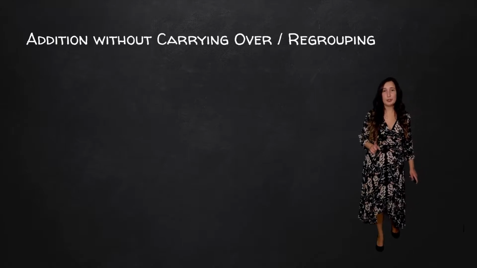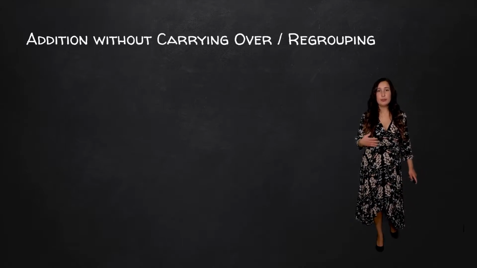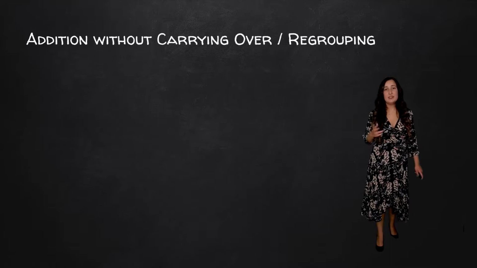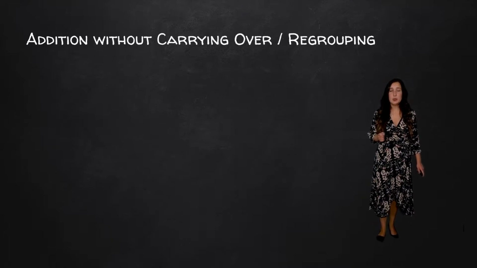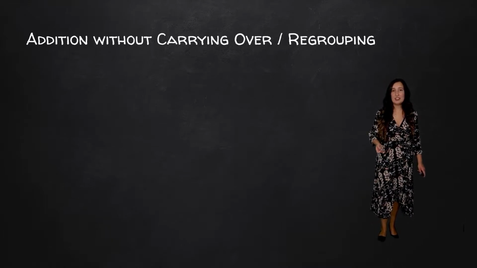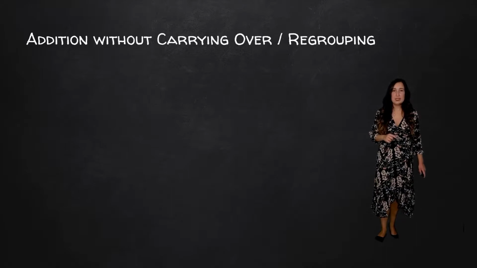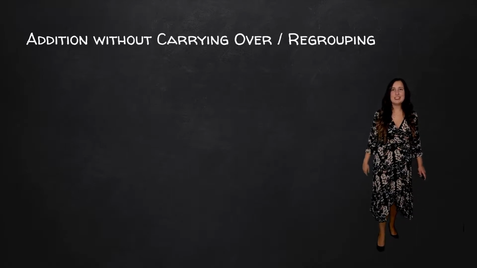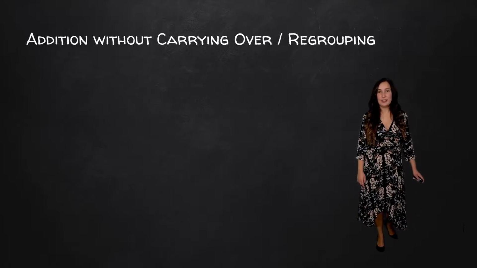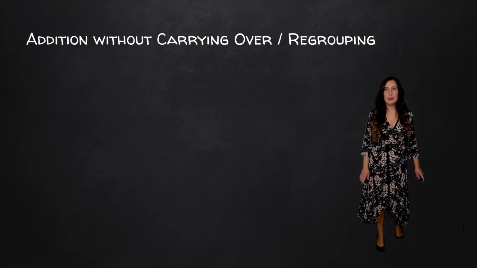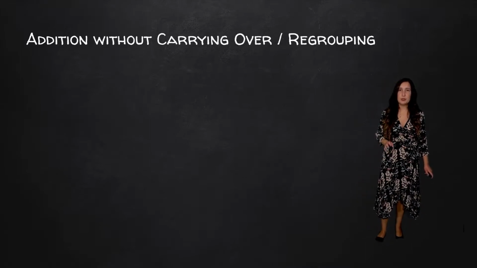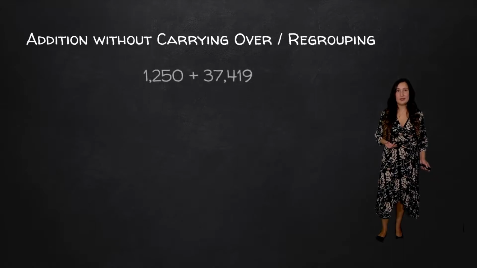When we carry over or regroup, that's when we have two numbers that add up to a value that's greater than 10, so we're going to have to move that over to the next place value. However, first let's do an example without that, so then we could discuss what it looks like to carry over or regroup. Whichever term you're more comfortable with using, they mean the same thing, right?